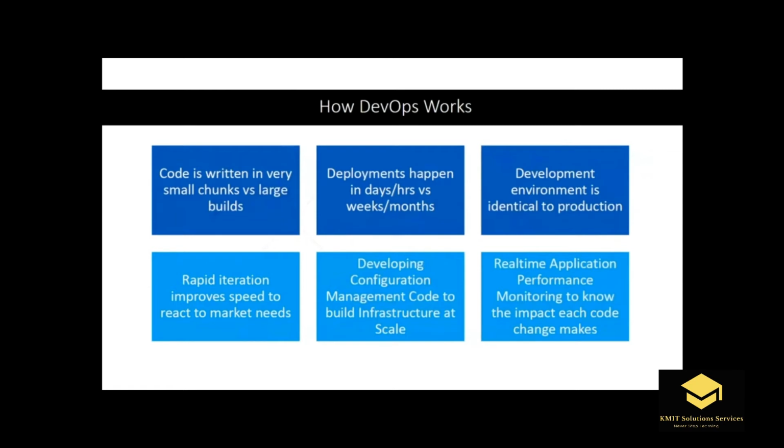Real-time application performance monitoring to know the impact of each change. Application monitoring is one of the features where we see how the application is performing. So we can get feedback from operations, and the developers and other teams can work together.